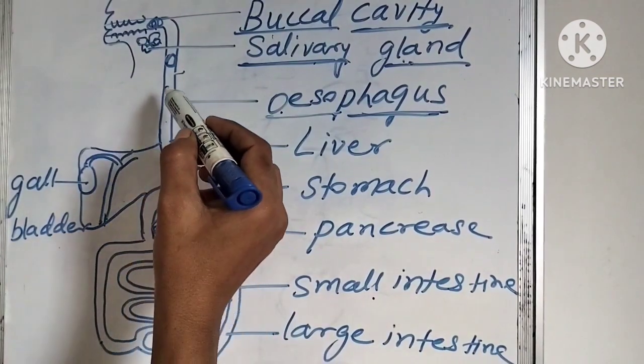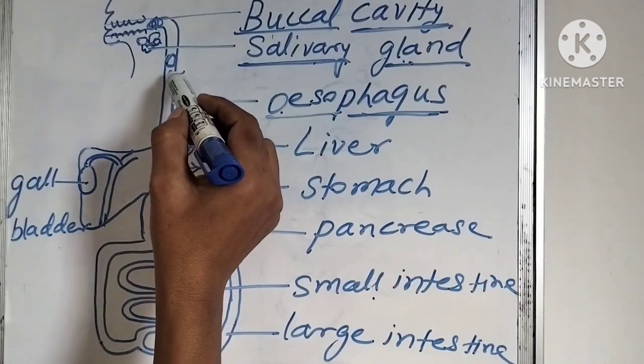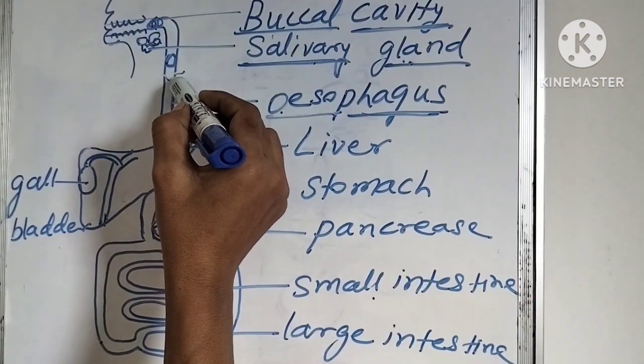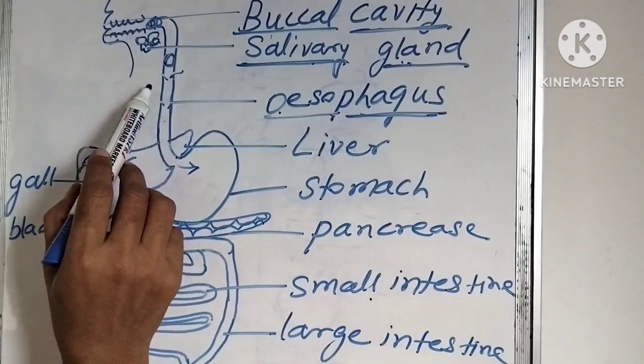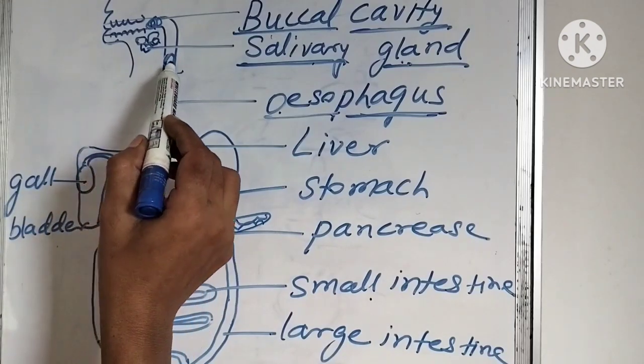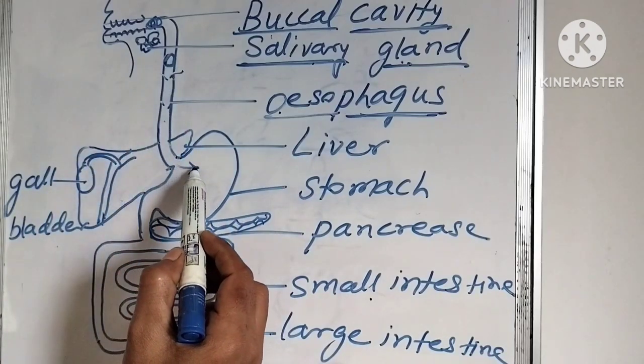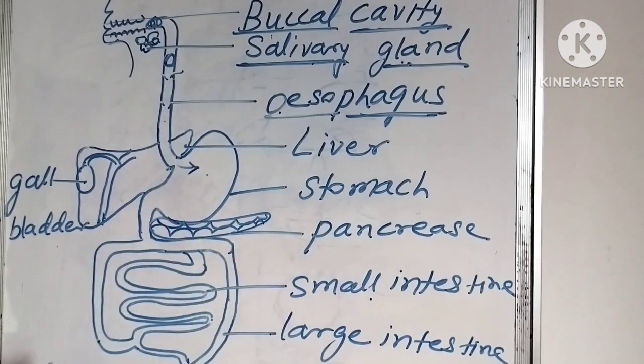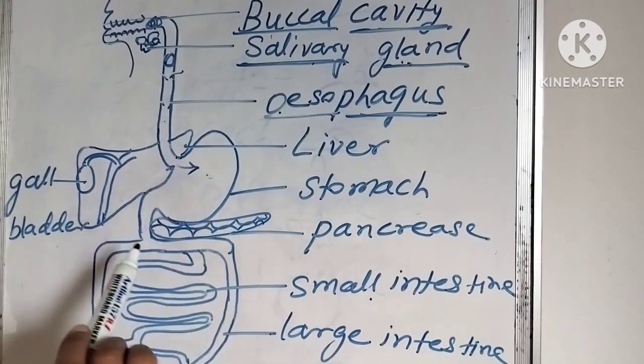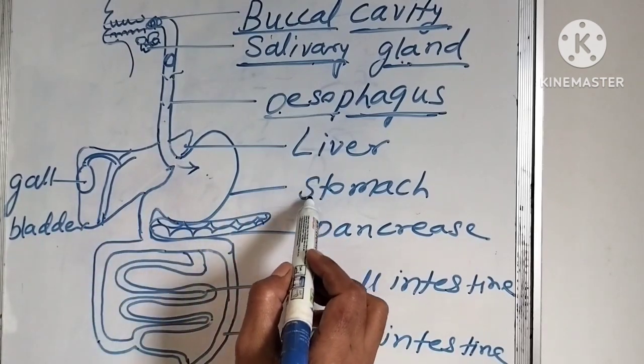When the food is swallowed, the walls of the esophagus help to push the food downward, and it goes into the stomach, and inside the stomach food is stored. Now we are going to see the stomach.